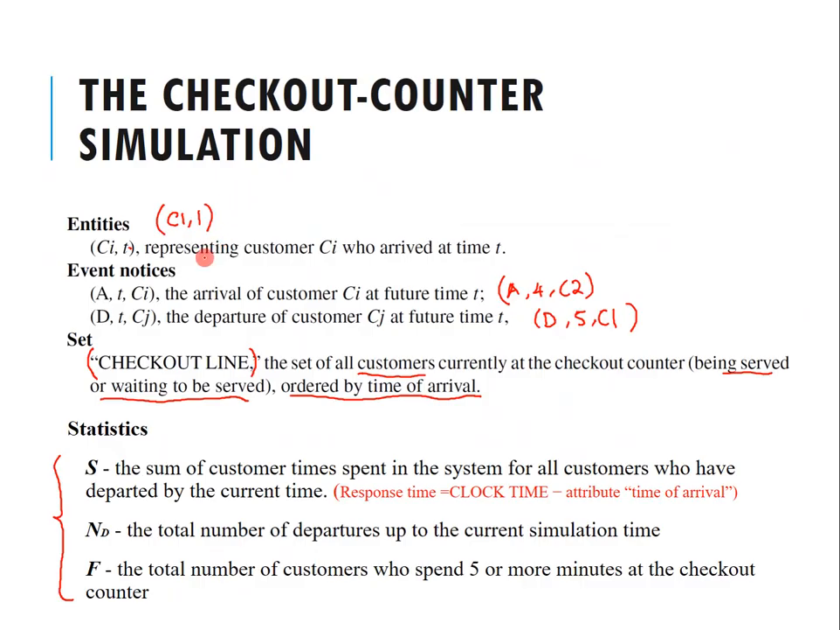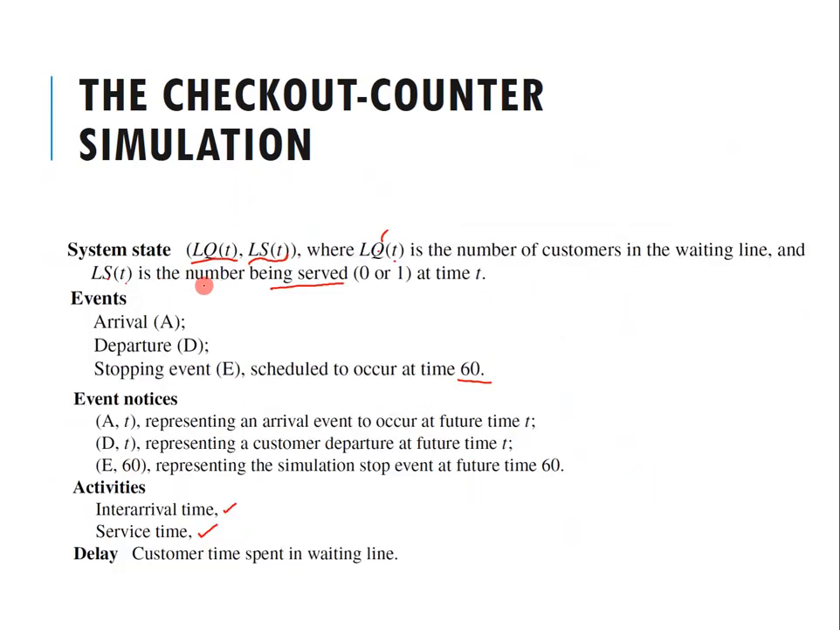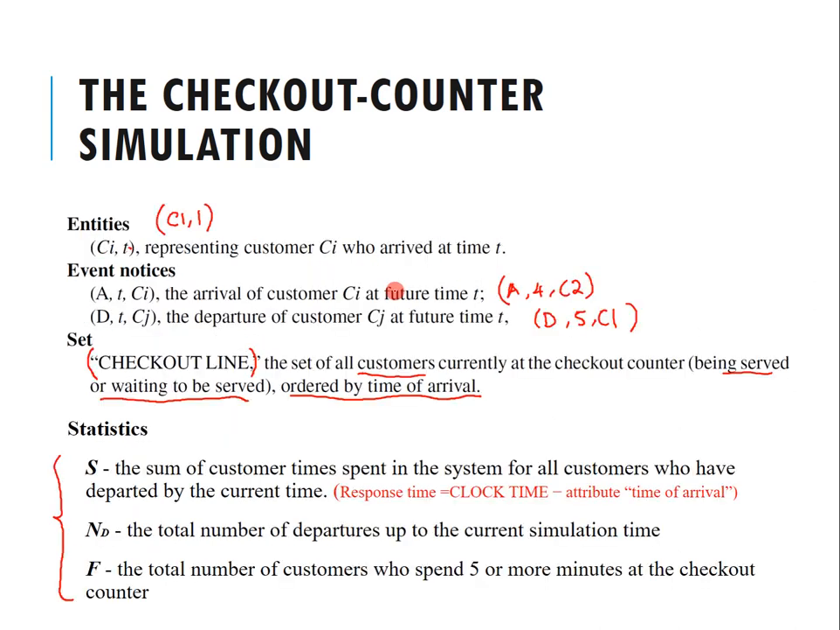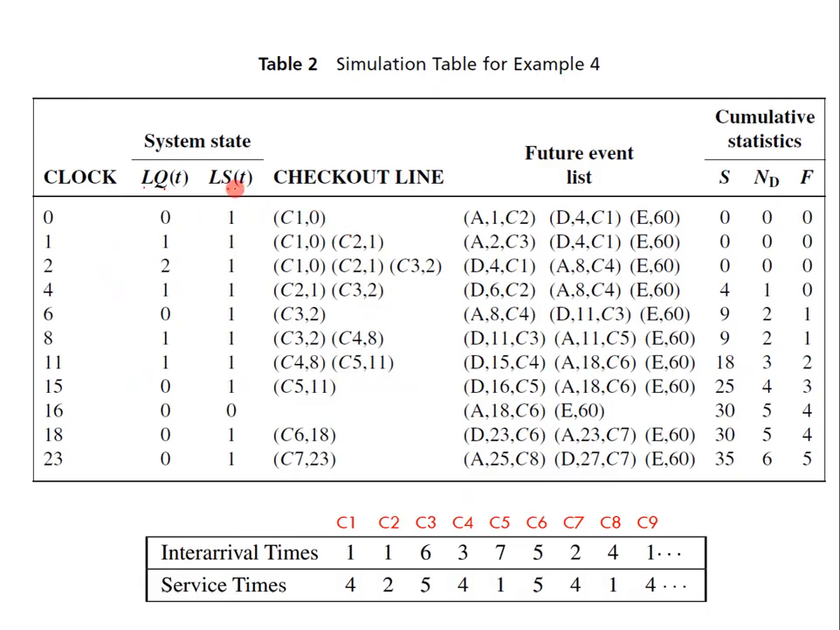The number being served, LS, is 0 or 1. It only takes the value of 0 or 1. If it is 1, it means there is a customer being served. 0 means there is no customer being served at that time, at this particular clock time.